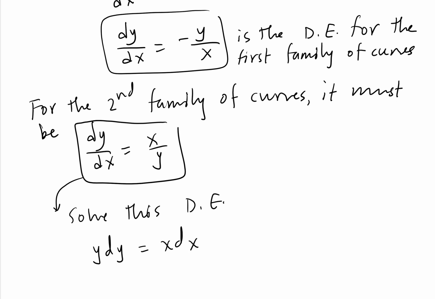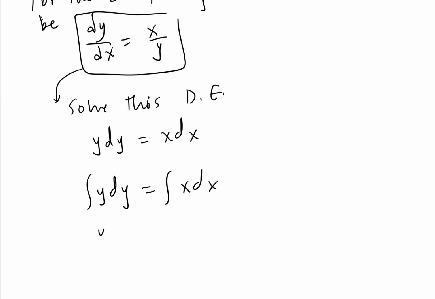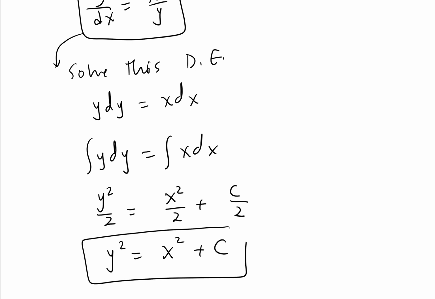We get y dy is x dx. Integrate both sides. I'm using separable. This becomes y squared over 2 equals x squared over 2 plus c, or I'm going to do c over 2 just for fun. If you multiply everything by 2, you get x squared plus c. And then you can leave it like that. So this family of curves is the orthogonal trajectory for the given family of curves.